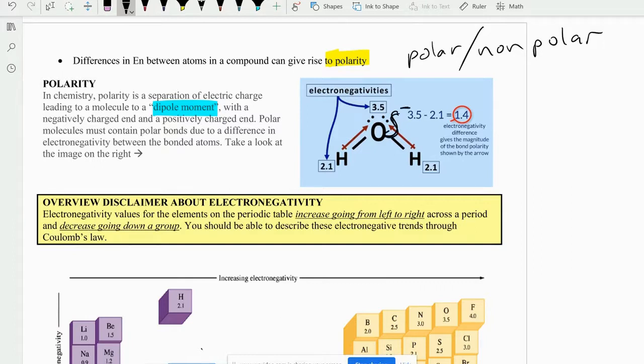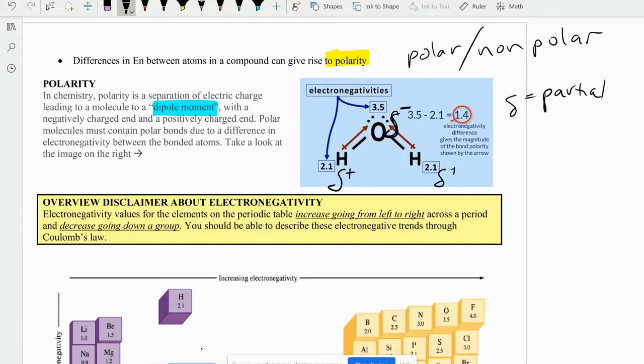We use this lowercase delta sign to represent partial, and we put a little minus sign. So this little symbol means partial. And because most of the charge is over on that side of the molecule, it consequently makes hydrogen a little bit partially positive on this side. Because of this difference in charge on the two sides of the molecule, we call this a dipole moment.